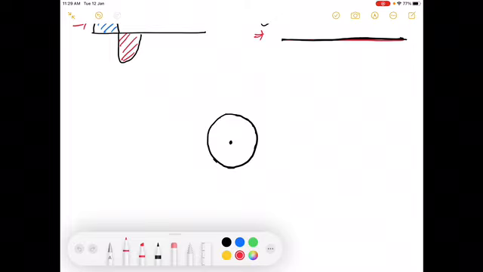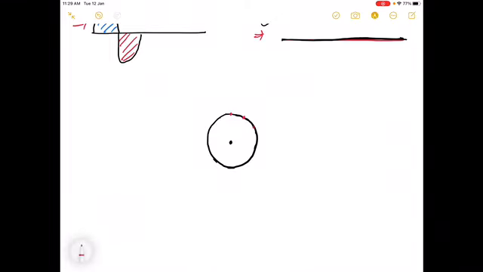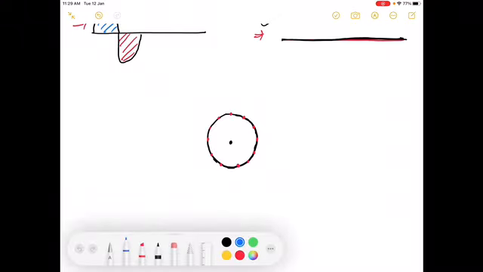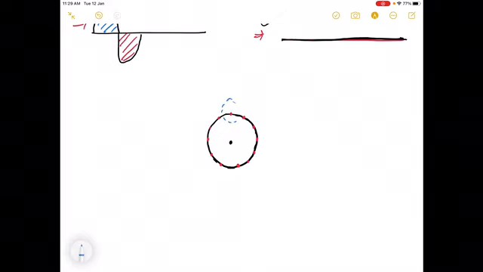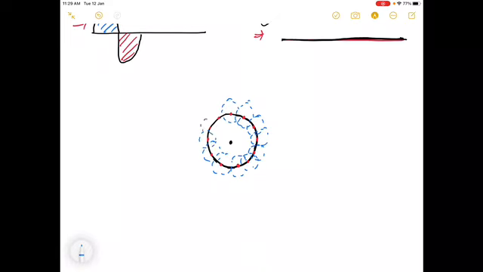Now according to the principle, every point on this wavefront will behave as a new source of disturbance, yes or no? Because of which, secondary wavelets will be emitted. I hope everybody agrees with me. So secondary wavelets are being emitted. You can draw this with the help of a compass, which will give you a better understanding and a more accurate diagram.